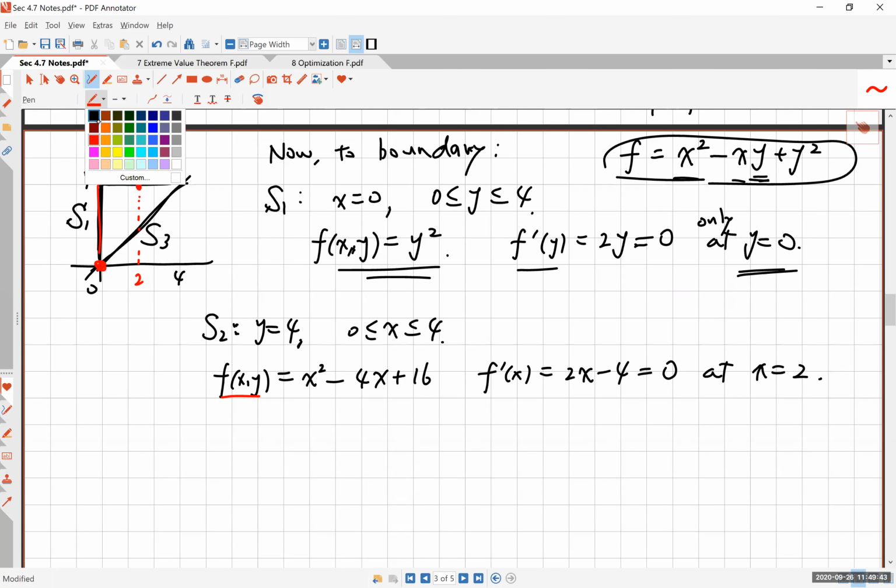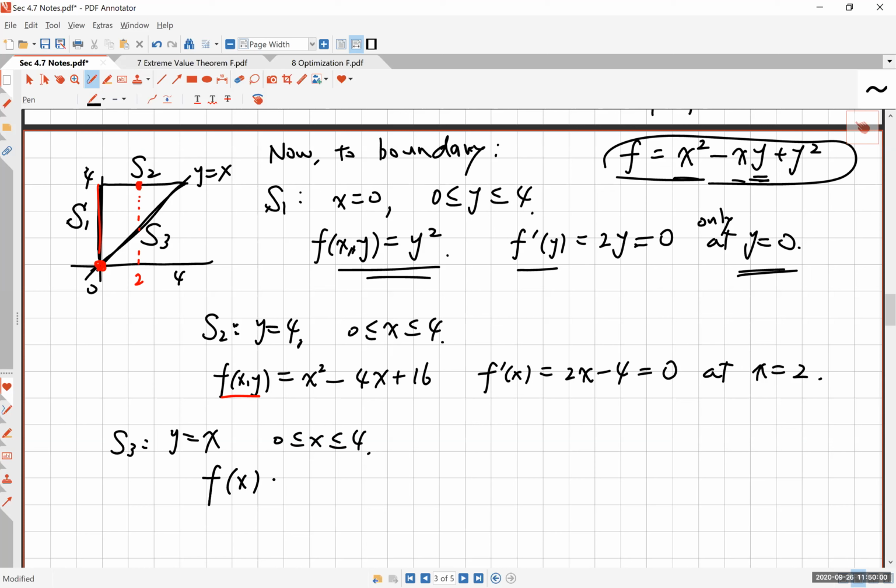We'll have to take him or her in and investigate. Maybe we'll have to ask a bunch of questions. And then how about S3? S3 is this line, which is y equal to x, and of course x is still between 0 and 4. On this, you can write everything as a function of x, because x and y are equal to each other. It's x squared minus x times y, which is x squared, plus y squared, which is also x squared. That's just x squared.